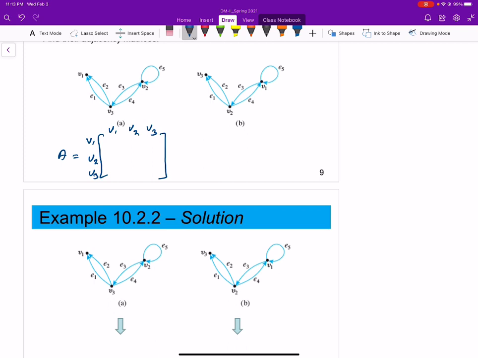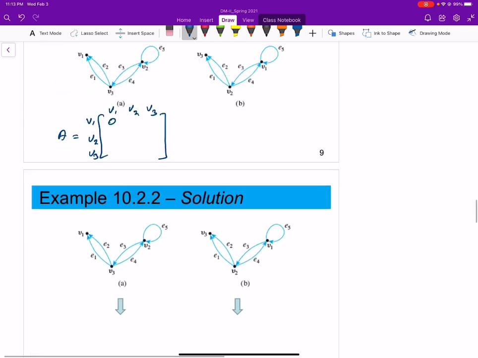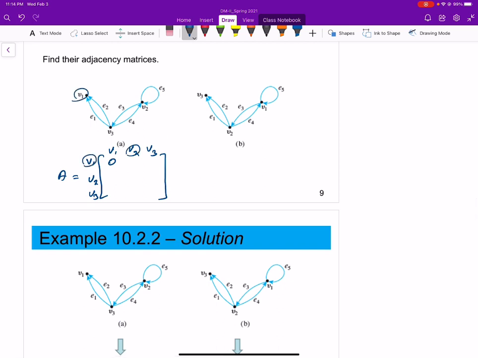How many arrows from V1 to V1? No arrows from V1 to V1. That means no loops at V1, so this should be 0. Then how many arrows from V1 to V2? Here V1, here V2, no arrows, so this is also 0. Then how many arrows from V1 to V3? No arrows from V1 to V3. There are 3 edges, but they are going from V3 to V1, not the other way. So it is actually 0. That is the first row.